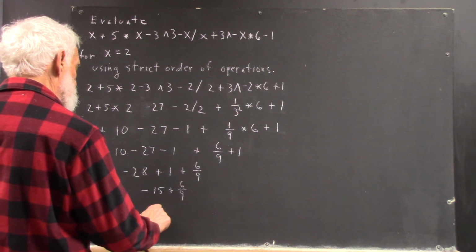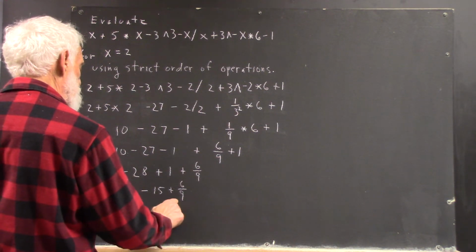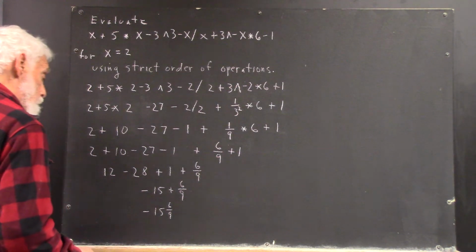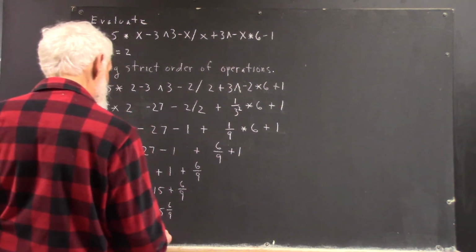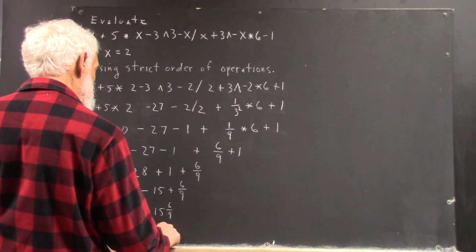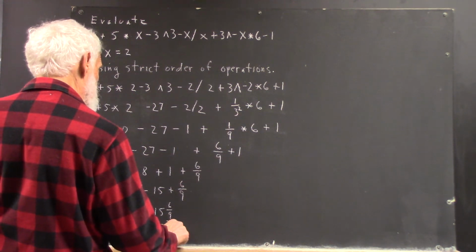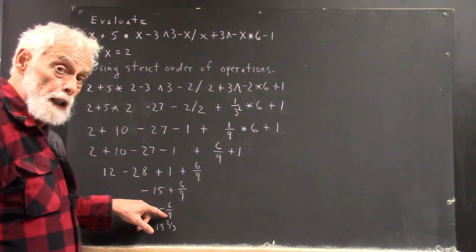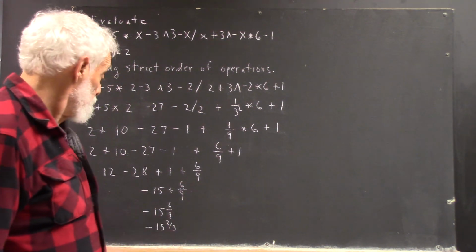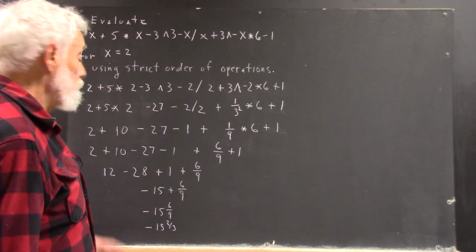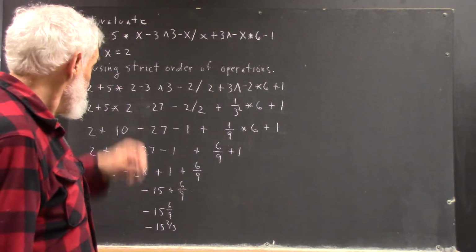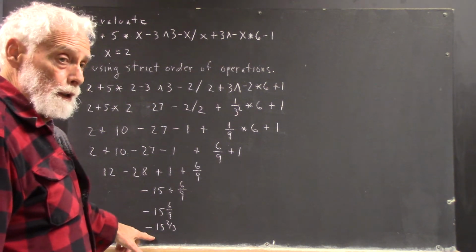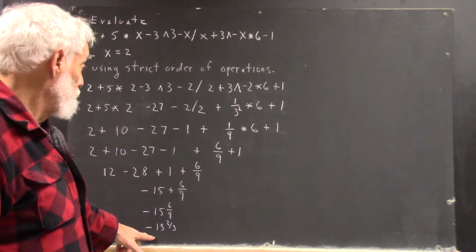plus 6/9. That gives me negative 15 and 6/9, a mixed number. And that equals negative 15 and 2/3, because you can divide both the 6 and the 9 by 3 to give you the 2/3. More about reduction of fractions when we do some prime factorizations. Okay, so there's the expression, and I hope I've done it correctly. If not, somebody please let me know.